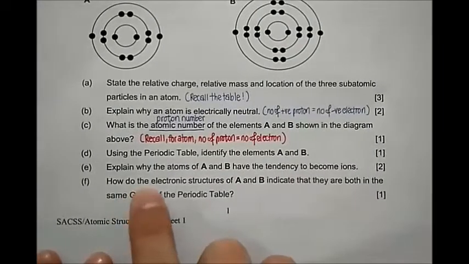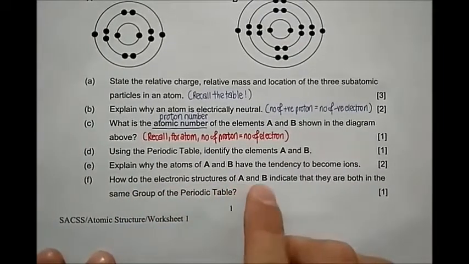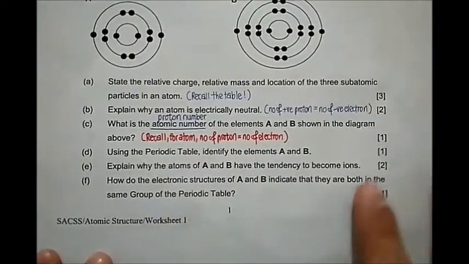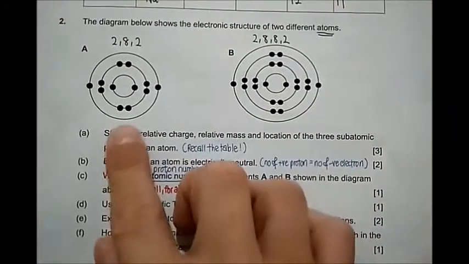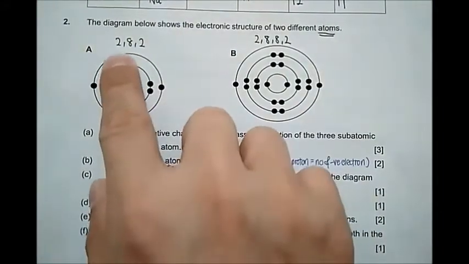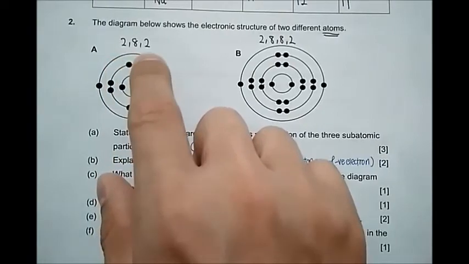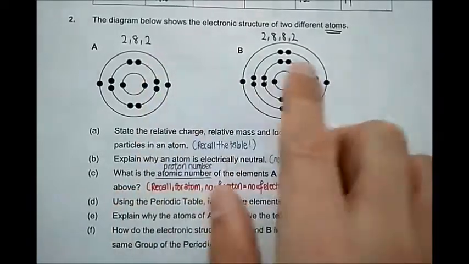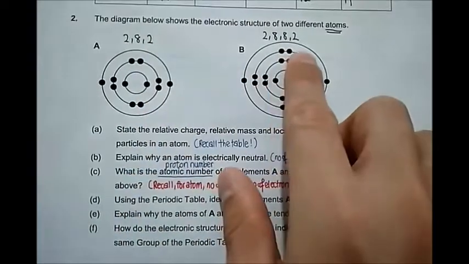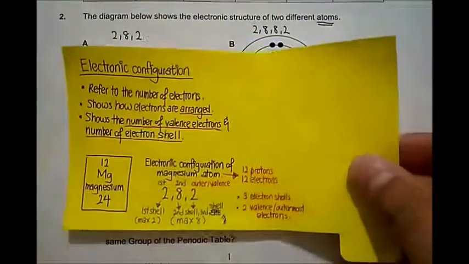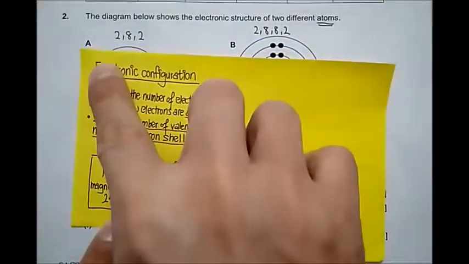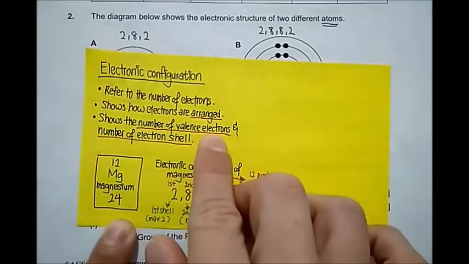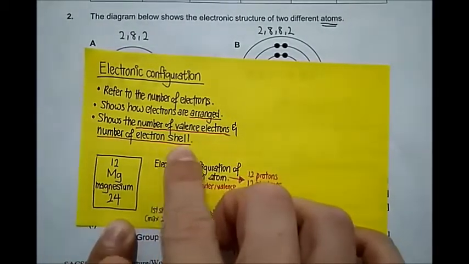Part F. How do the electronic structures of A and B indicate that they are both in the same group of the periodic table? From the electronic structure, we can see that for A it is 2,8,2. For B it is 2,8,8,2. Both A and B have 2 valence electrons. Recall in the previous video, we mentioned that the electronic configuration or electronic structure shows the number of valence electrons and the number of electron shells.